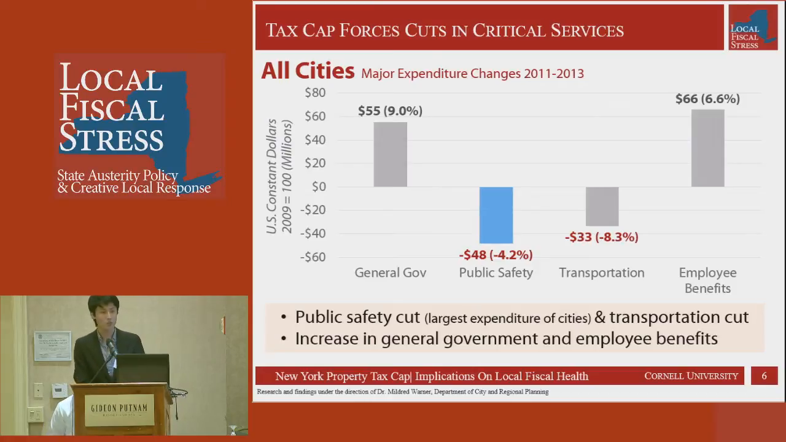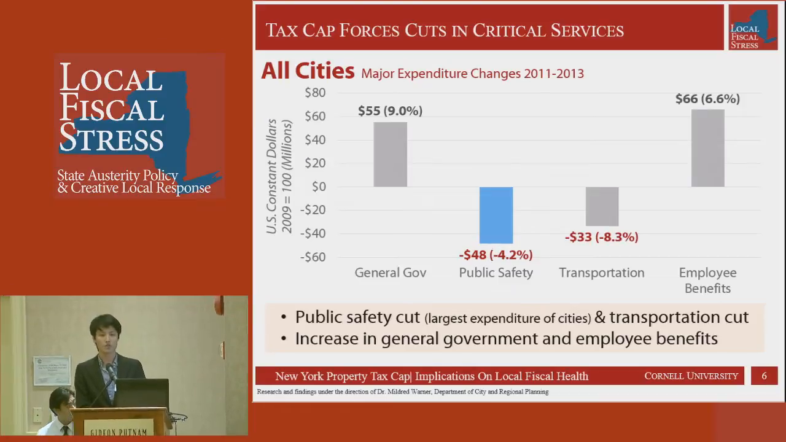So in our tax cap impact analysis, we first look at the short-term impacts. We examine what happened to local government expenditure on the cap year from year 11 to 13. In order to compare across time, we deflate the expenditure data by GDP. So in this chart, you can see in cities, the largest expenditure component is public safety. It's cut by 4%, or $48 million. How can we ensure our safety in cities under these cuts? Also, cities cut their transportation spending by 8%, or $33 million. The increased spending of cities is in general government and employee benefits.